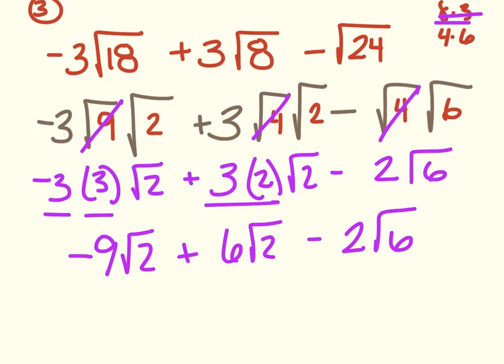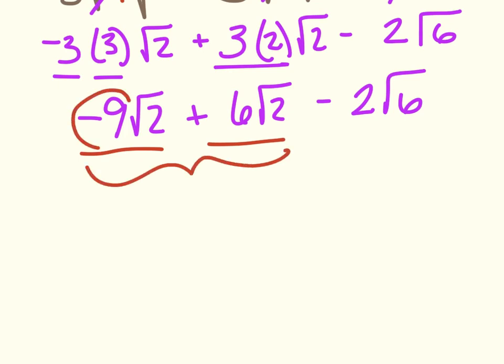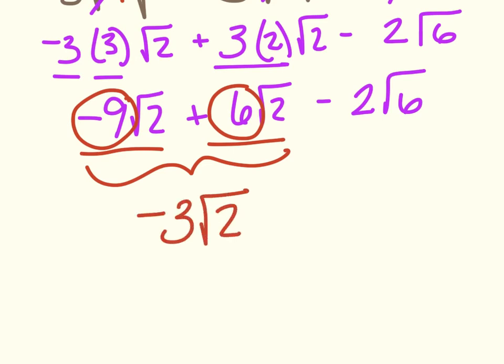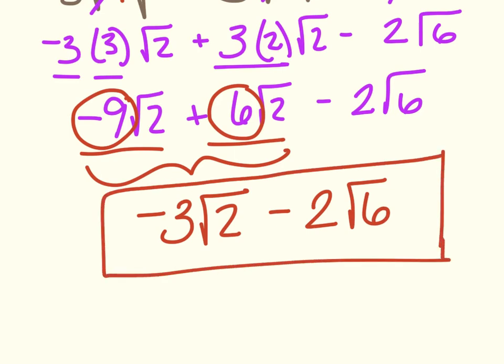Now hold up. Are they all like terms? Heck no. Only these two have the same radical. So you can only add these two together. So negative 9 plus 6 is negative 3 radical 2. And this guy, I'm just going to have to leave. I cannot add them together. So this is my final answer. Only two of the three actually could get added because they had like radicals. This guy didn't, so it just comes along for the ride.